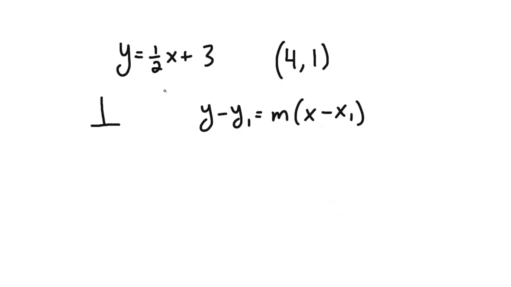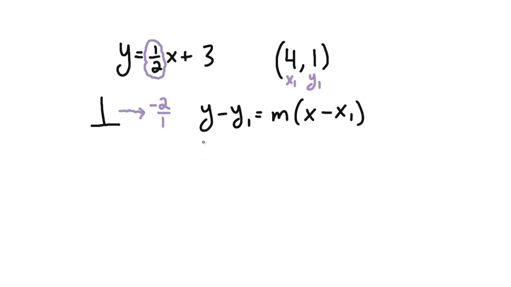Alright, so now we're given this equation, y equals 1/2 x plus 3, and what we want to do is write the equation of a line that is perpendicular to this line and also passes through this point (4, 1). So we know the slope of the original line is 1/2, so the slope of the line that is perpendicular to it will be -2 over 1, okay? And now we can label this 4 as x1 and this 1 as y1. Again, we'll use the point slope form.